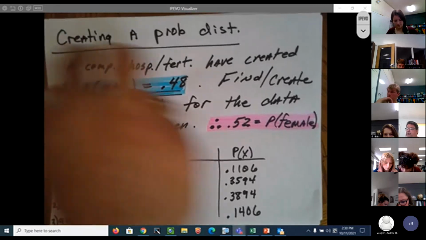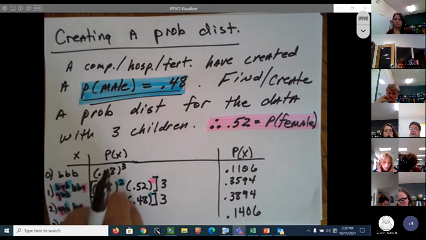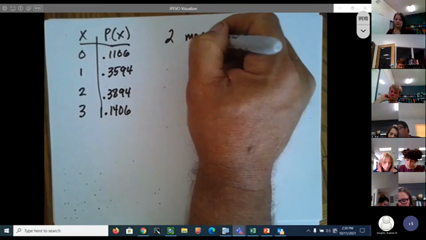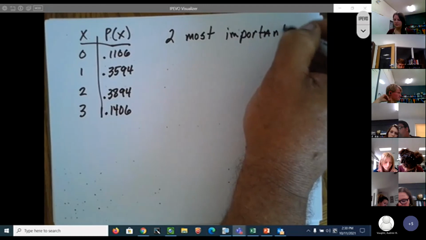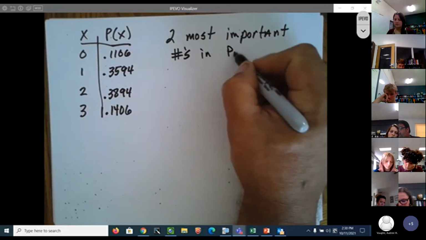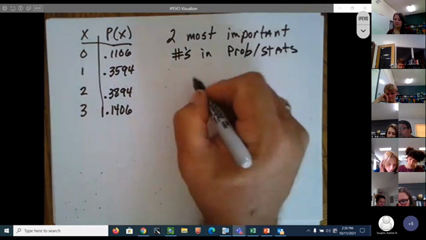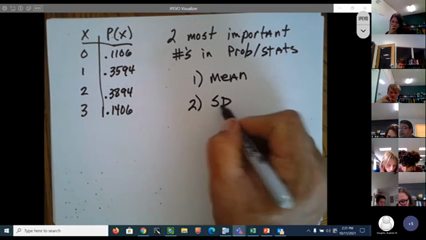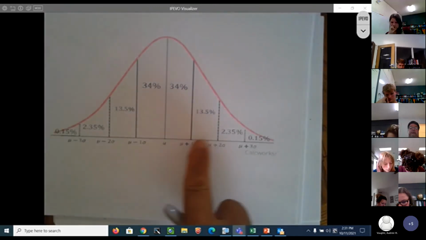Now, what are we going to do with a probability distribution after we are given a probability distribution? The two most important numbers in statistics, what are they? In Unit 1, you should remember this. Two most important numbers in probability and stats. The mean and the what? Standard deviation. Mean, standard deviation.